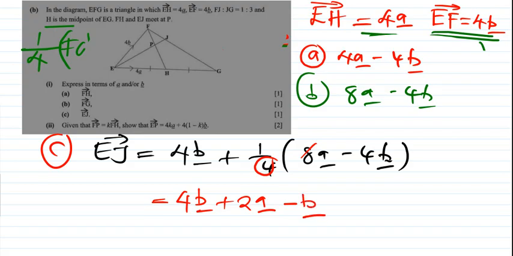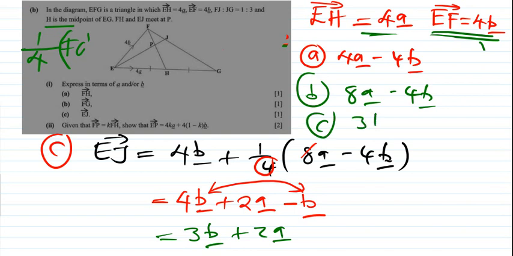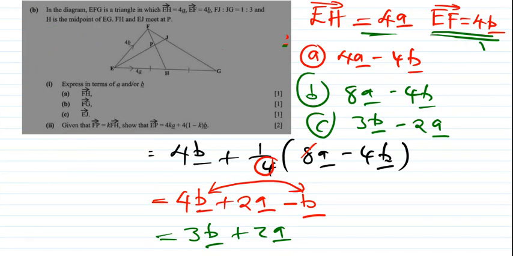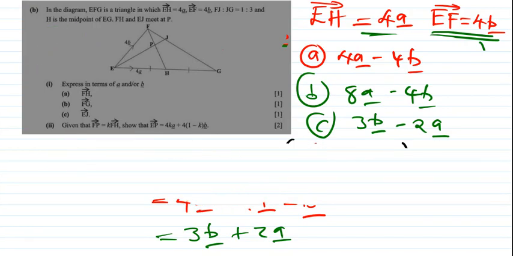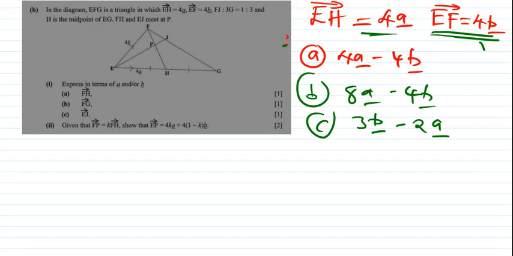Okay, do we have any like terms? 4b and minus b can subtract to give us a 3b plus 2a. Okay, so the answer is 3 vector b minus 2 vector a. So now to just ensure that you're actually seeing what we're doing here, the first one we're trying to find FH, the second one we found FG, the third one we found EJ.